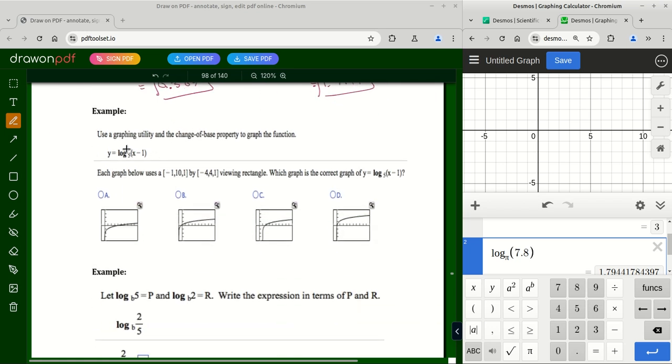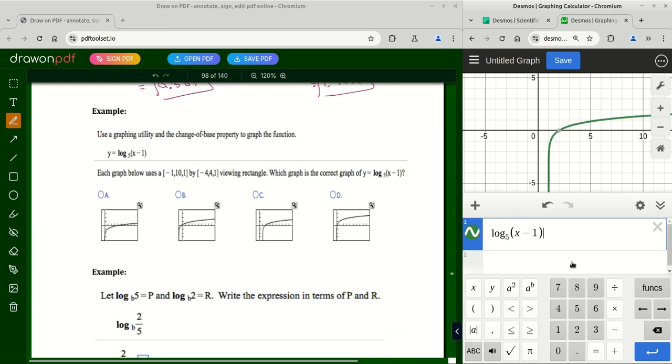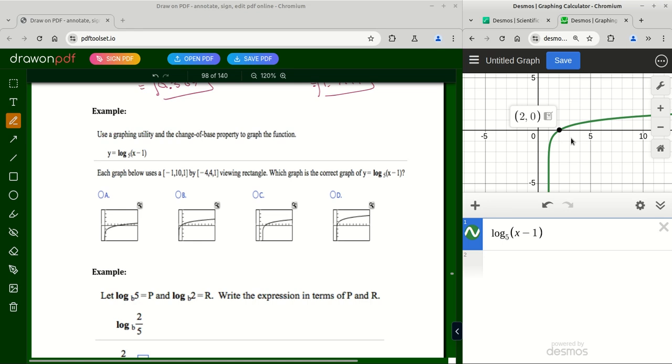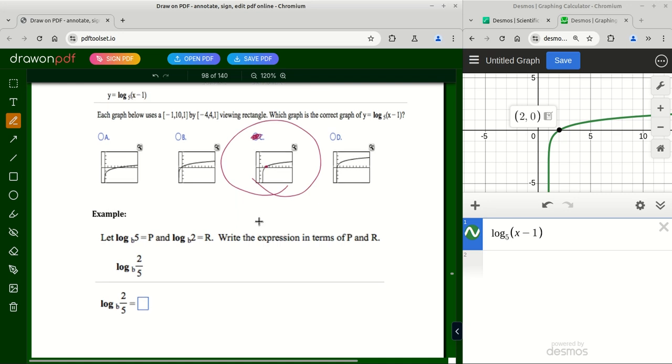It says go ahead and graph this. That's what our specialty is actually. Log base 5 of x minus 1. It's crossing at 2, so my x-intercept is at 2. And I'm going to pick this one. Yay, and we're done with that one. That was so easy.